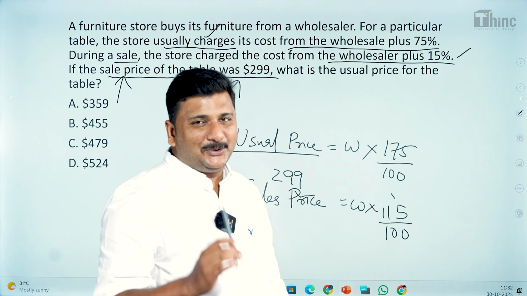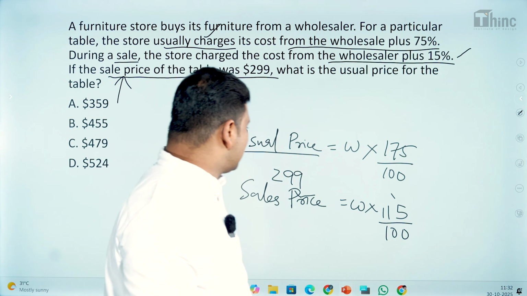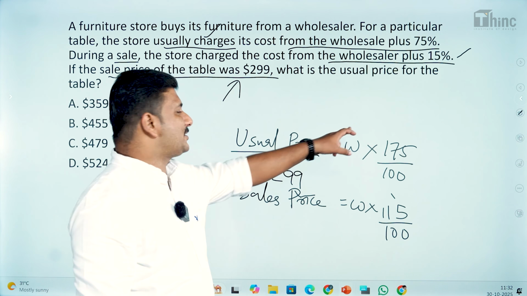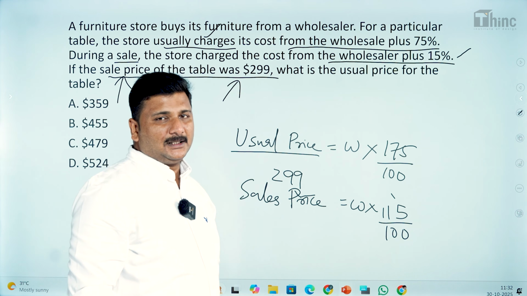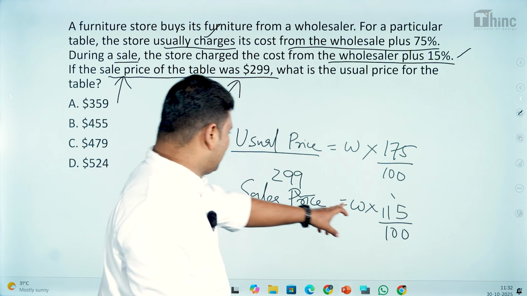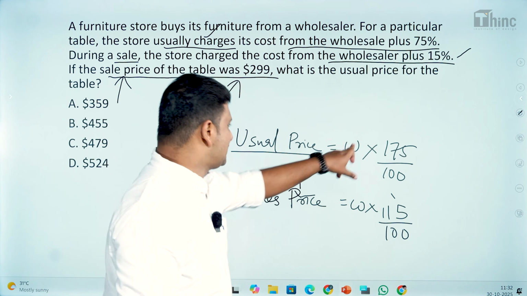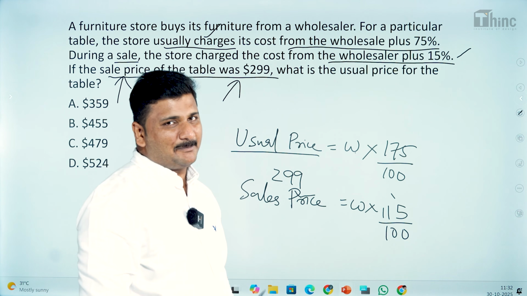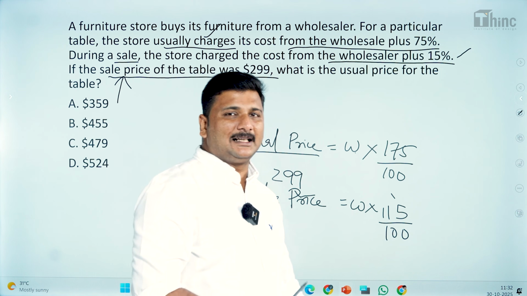So what most of the students usually do is, they will solve for the value of W from the second equation and they'll try substituting it in the first equation. But imagine you doing that. First of all, you have to find W from this, then you have to substitute the W here, and you need to find the usual price. So it will take a lot of time. So I'll give you a shortcut for doing the calculation.